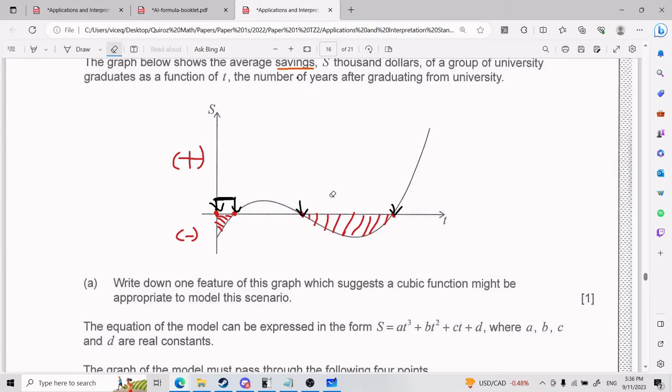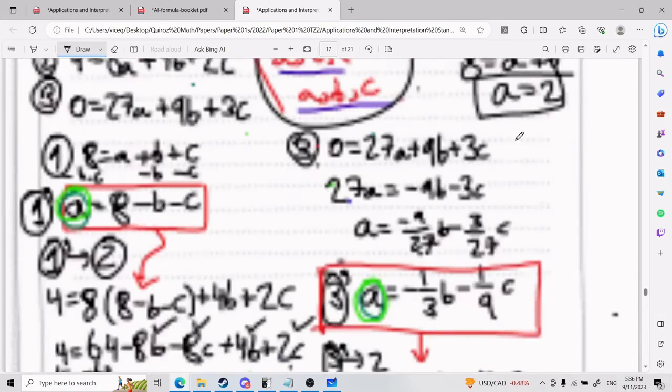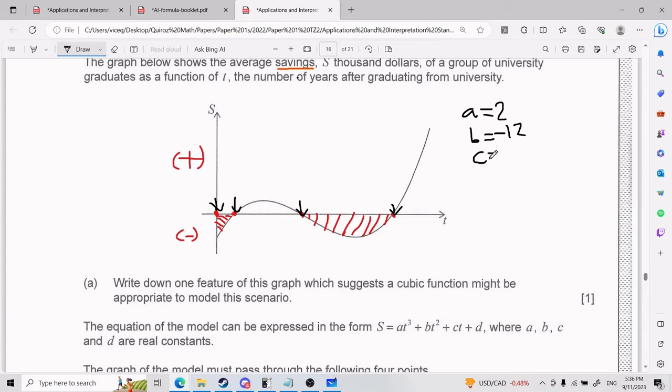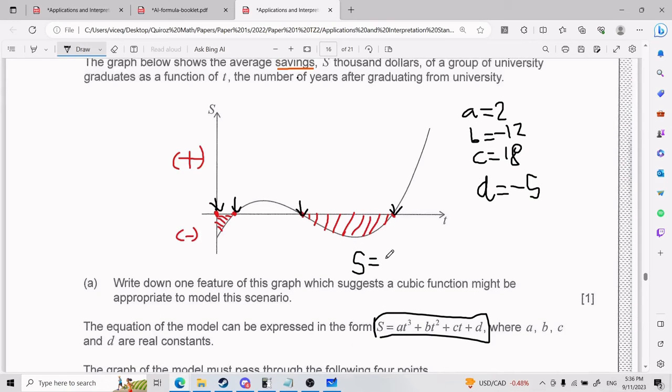Now, there's a couple ways to solve this, and what I think is the most intuitive is using the graphing calculator. And so because I found that A is 2, that B is negative 12, that C is 18, and that D is negative 5, I can plug it in here. See? So that means that my savings function is 2t cubed minus 12t squared, I forgot the squared, plus 18t minus 5. This is an S, by the way.